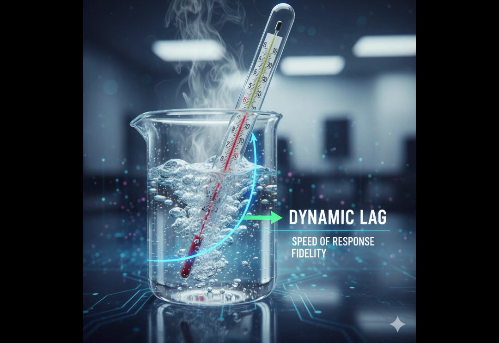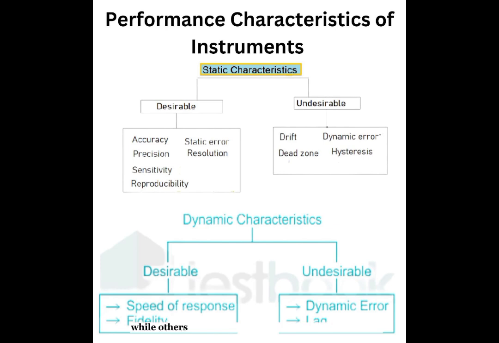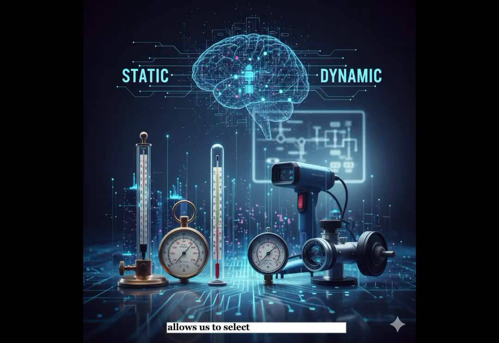Conclusion: instruments are like human beings. Some are steady and reliable when things stay the same, while others are quick to adapt when situations change. Mastering both static and dynamic characteristics allows us to select the right instrument for the right job.